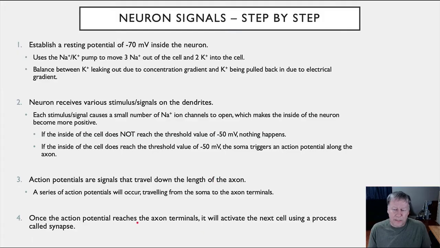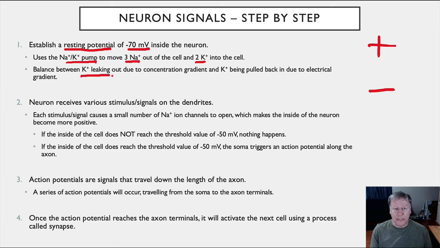So running through the neuron signals step by step, the first thing we have to do is to establish a resting potential of minus 70 millivolts inside the neuron. That is done by using the sodium-potassium pump, which moves 3 sodiums out of the cell and 2 potassiums into the cell. So we are creating not only a concentration gradient of molecules, but also an electrical gradient. That outside the cell is more positive, while inside the cell is, relatively speaking, more negative, fewer pluses.